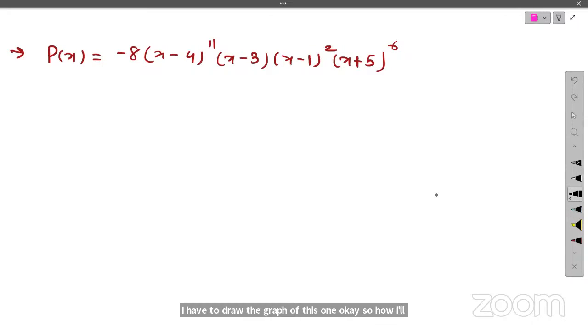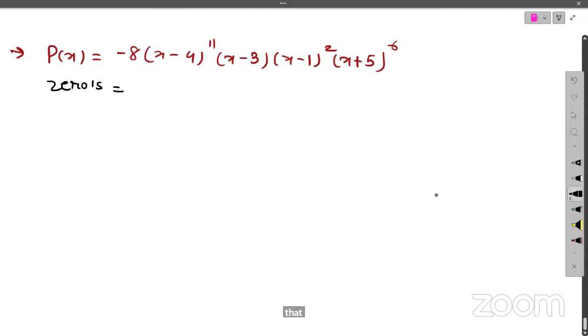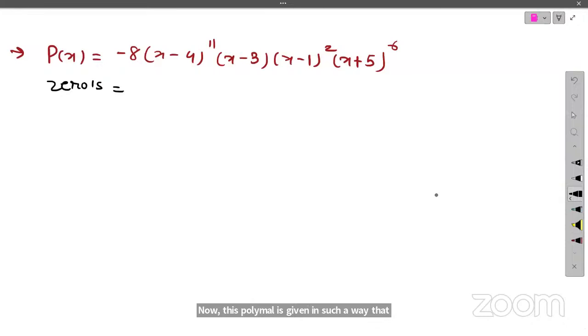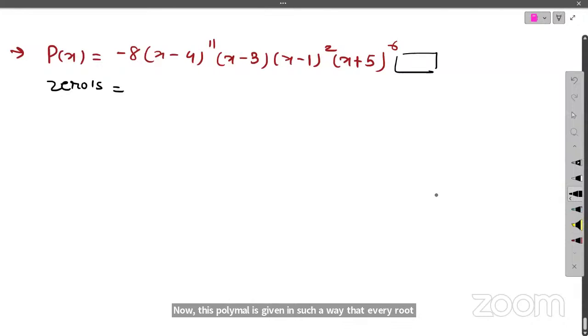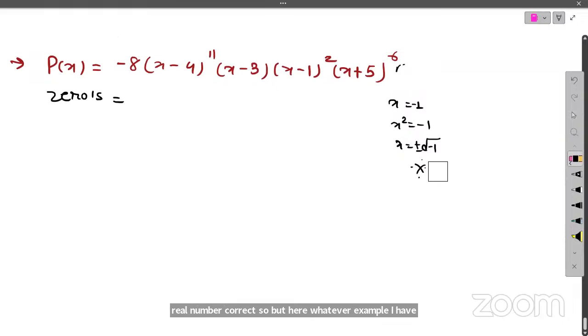So first thing, the zeros, right? Now this polynomial is given in such a way that every root of this polynomial is a real number. Real number means I don't have any factor which has a complex root. Complex root means suppose I have an x squared plus 1 factor here. If I multiply by this factor, it won't have any real roots, because x squared is equal to minus 1, that means x is equal to plus or minus the square root of minus 1, not a real number, correct? But whatever example I have taken here is a polynomial with all real roots, right?